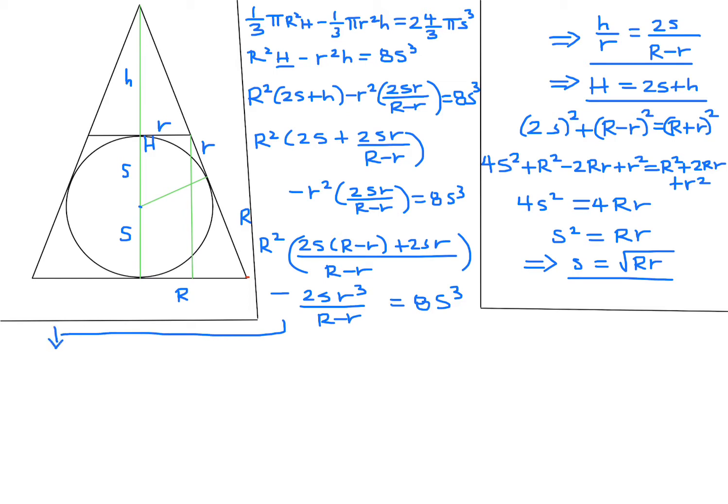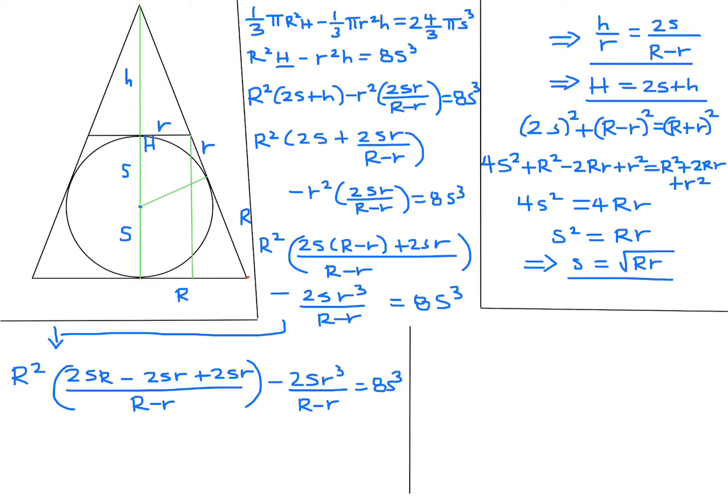Okay, so now when we multiply this out, we get R squared times 2sR minus 2s small r plus 2s small r over R minus r. And the rest is the same. Well, a couple things cancel here, these two guys, that's good. So now all we are left with is 2sR cubed minus 2s small r cubed all over R minus r is equal to 8s cubed. So making some pretty good progress here.